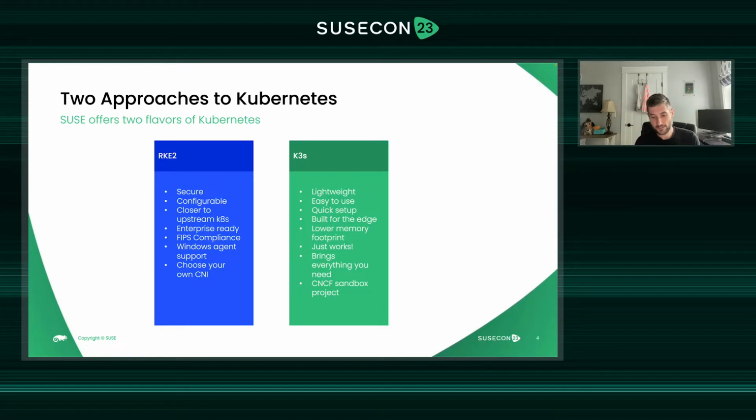Now, K3s is lighter. It's a lot more opinionated. It's easy to use. It's quick to get set up. It's really an introductory Kubernetes distro that anybody can use. You can use it in your CI systems. You can use it just to spin up a cluster to run some tests. It's very lightweight, it's very quick, and it's very easy.